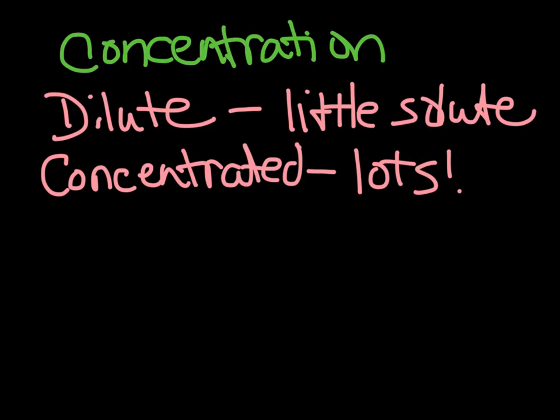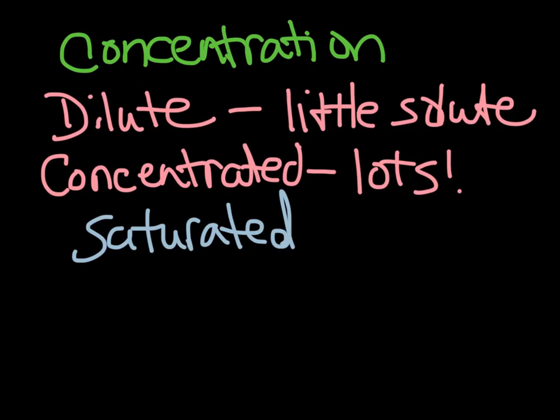When we're talking about concentration or concentrated, there actually are two different types of concentrated. There is a saturated solution. Now, a saturated solution is where it contains the maximum amount of solute that can be dissolved in the solvent at that given temperature. Remember, that is at that given temperature, and it's the maximum solute.